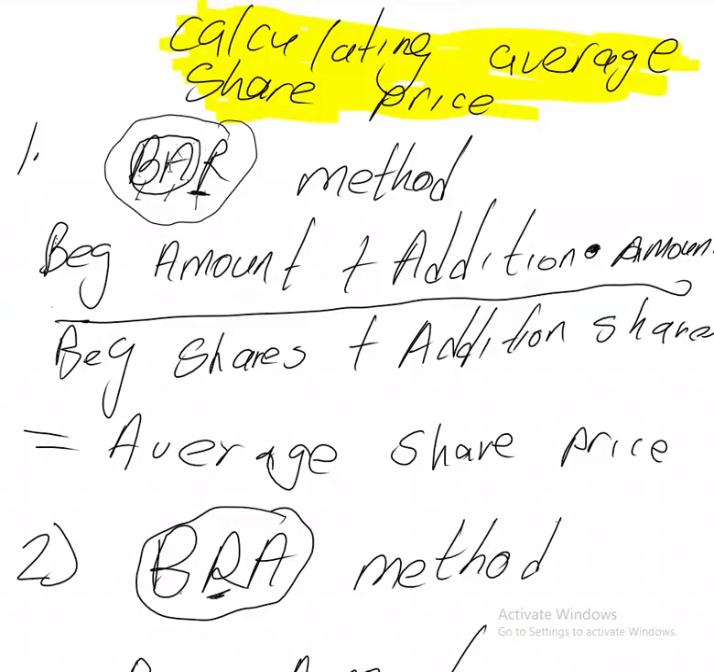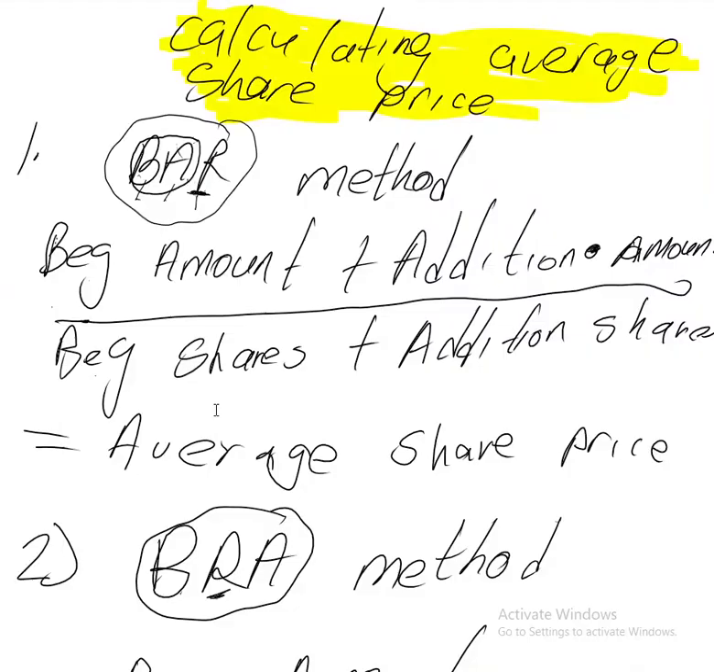I want to focus on what came before the repurchase. So hence here we are saying B first, which is the beginning. So the beginning amount, I'm going to put the monetary value amount at the top. So the beginning amount plus the additional, which is the A amount, all over the beginning shares plus the additional shares. Whatever you get, this is what we will call the average share price. So you always focus on the letters before the R whenever you are calculating the average share price, right?